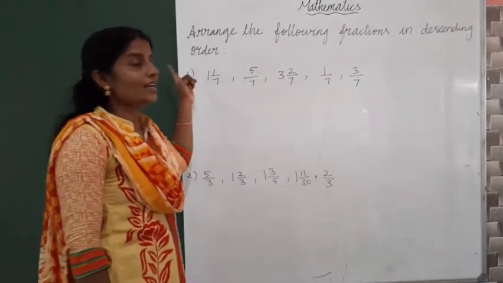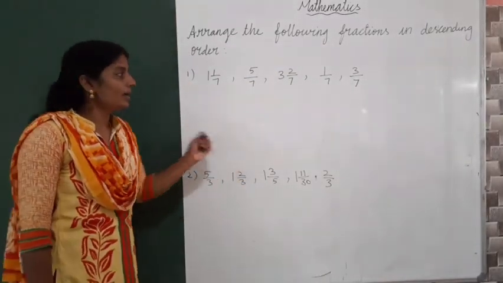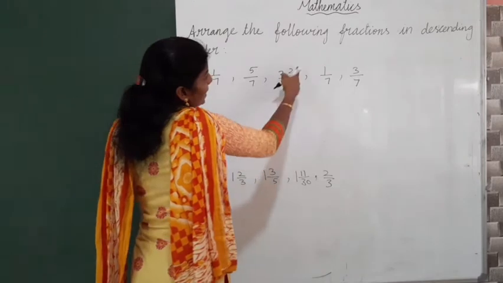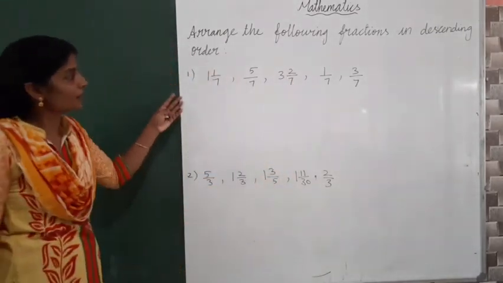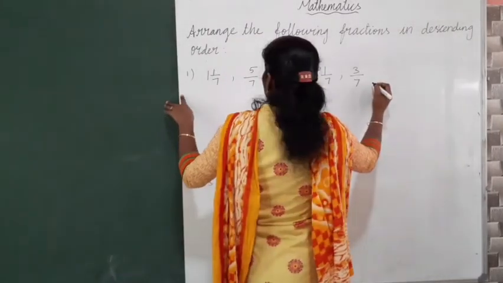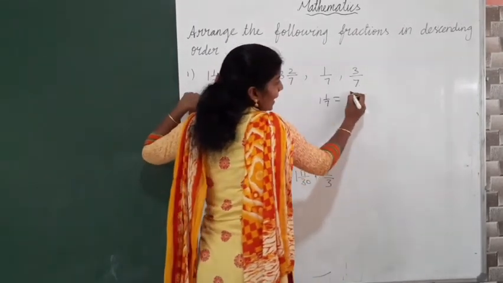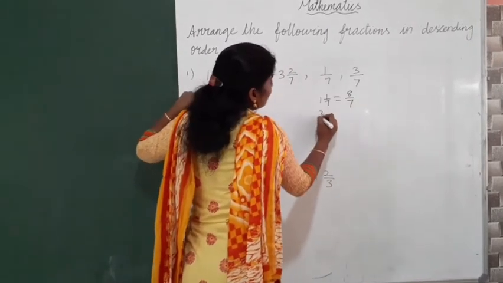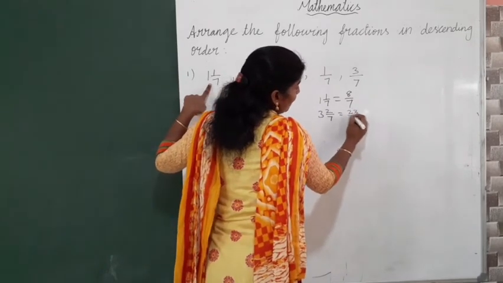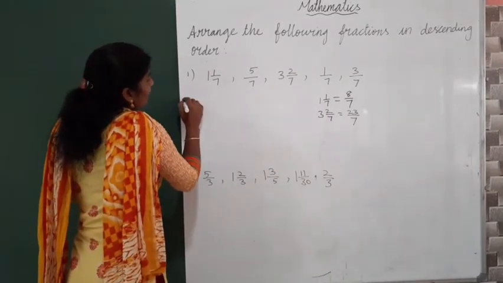Following fractions in descending order. Okay, first one is ascending order, small to big. This is descending order. Descending order means big number to small number. Now listen here, first one, 1 by 7. This is a mixed fraction. Here one more mixed fraction, 3 2 by 7. Now we want to change into improper fractions, isn't it? 1 1 by 7 is equal to 7 into 1 is 7, 7 plus 1, 8, so 8 by 7. 3 2 by 7 equals 7 3s are 21, 21 plus 2, 23 by 7. Isn't it? 23 by 7. Now we can write ascending order.